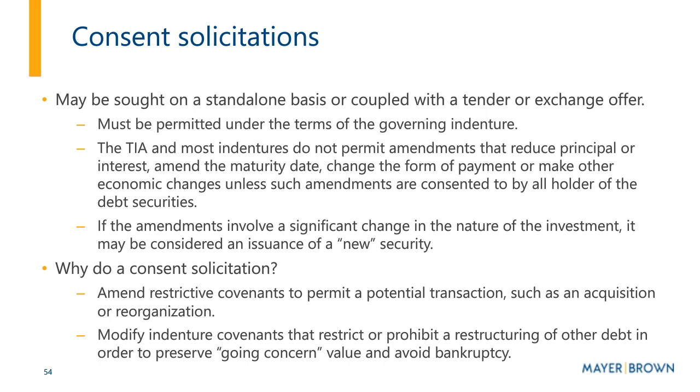So when you're going to start a consent solicitation, you're trying to decide what you're going to do. First question is, is what you're doing permitted under the terms of the governing indenture? Indentures are governed by the Trust Indenture Act of 1939, and the TIA says that you can't amend an indenture or have a provision that reduces the principal or interest, amends the maturity date, changes the form of payment, or makes other significant economic changes unless the amendment is consented to by all the holders. That makes a lot of sense. I can't have 51% of the bondholders agree that we're going to cut the principal in half or change the interest rate.